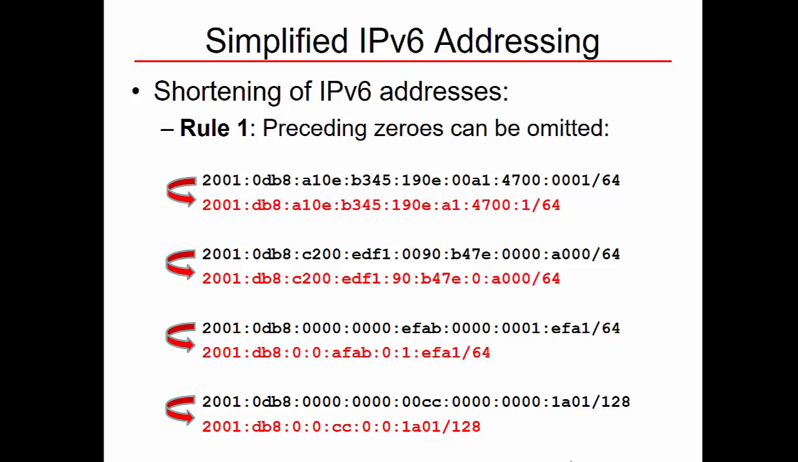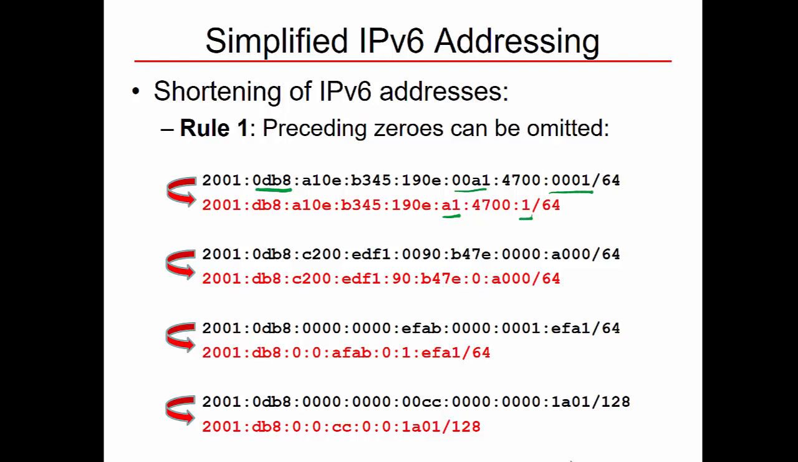There are some rules to follow to simplify an IPv6 address. Rule number 1: preceding zeros can be omitted. For example, 0db8 can be written as db8, 00A1 can be written as A1, and 0001 can be written as 1.